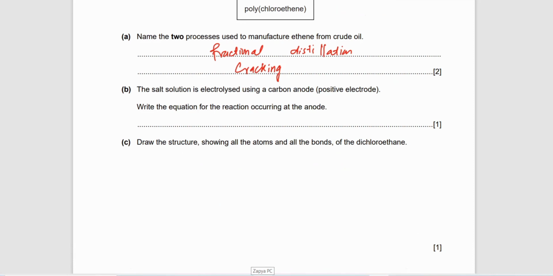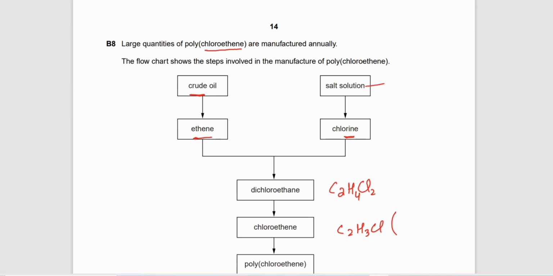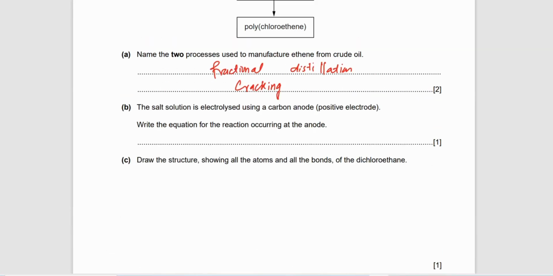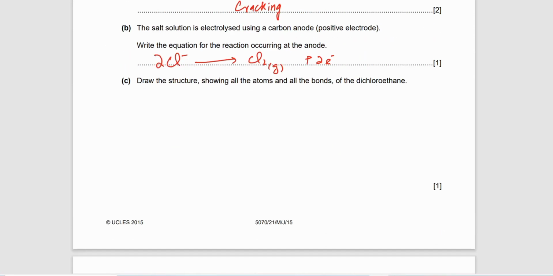The salt solution is electrolyzed using a carbon anode. Write the equation for the reaction occurring at the anode. Salt solution definitely contains chloride ions, that's how you get the chlorine. At the anode, which has a plus charge, two chloride ions will move towards the anode to form chlorine gas, and two electrons will be given off. Draw the structure showing all the atoms and bonds of dichloroethane.